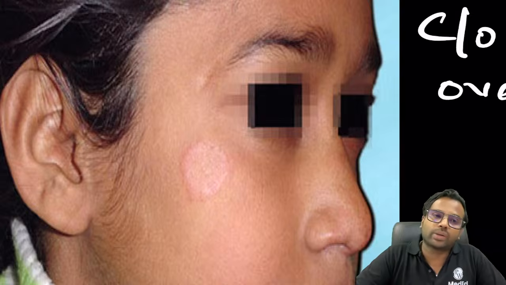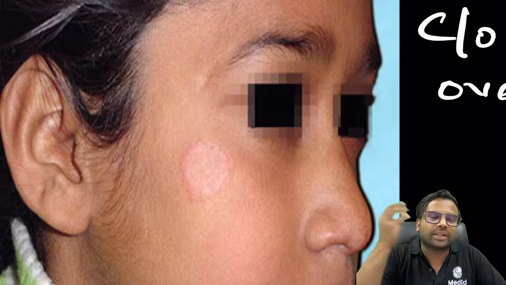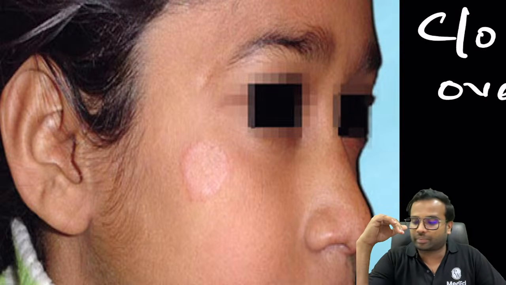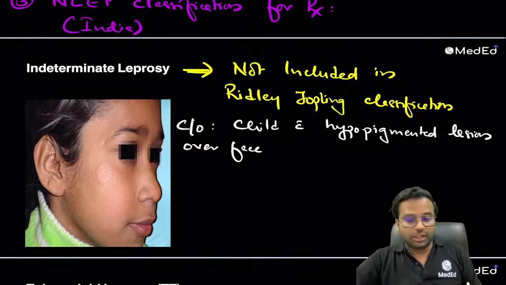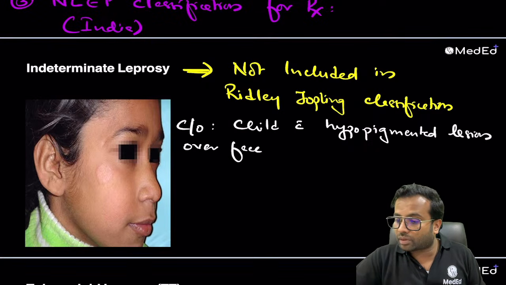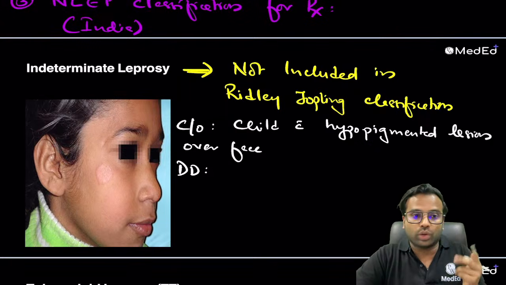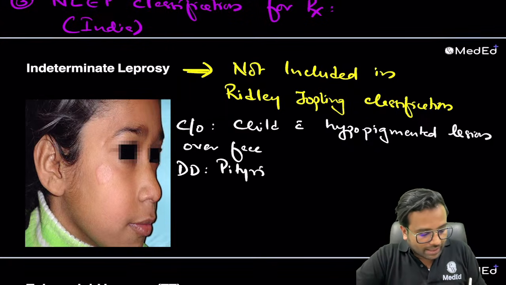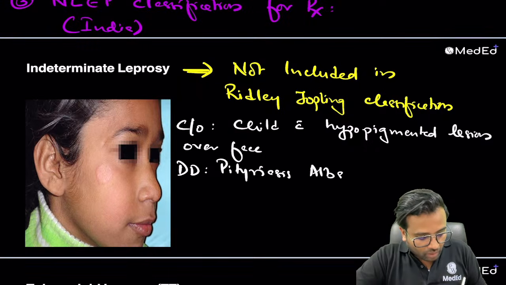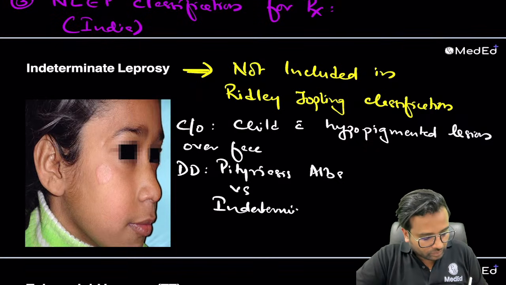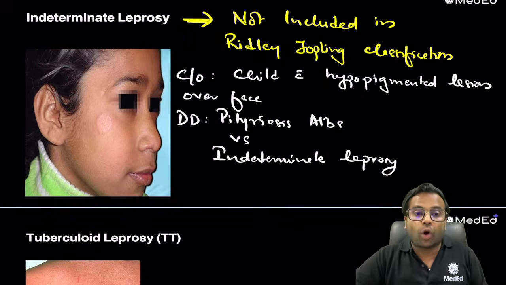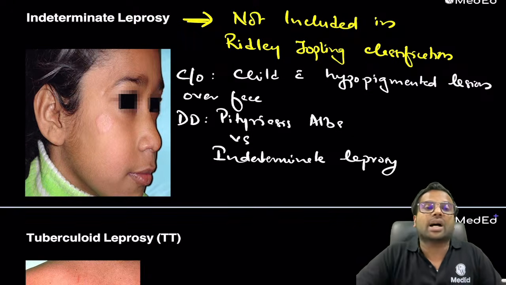What can be the differential diagnosis? It's a 5-year-old child, and the child has a hypopigmented patch on the face. Please remember, the differential diagnosis here can be two diseases. One is pityriasis alba, and the second is indeterminate leprosy. So it can be either pityriasis alba or indeterminate leprosy. These are the differential diagnoses.